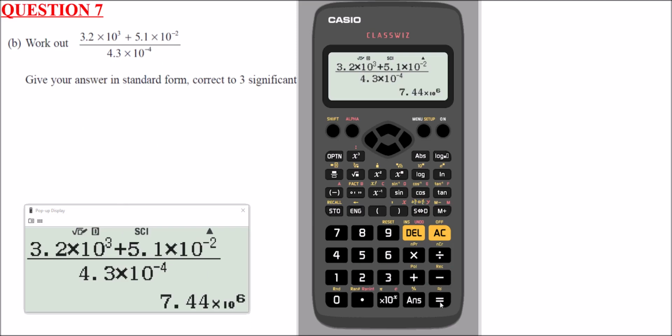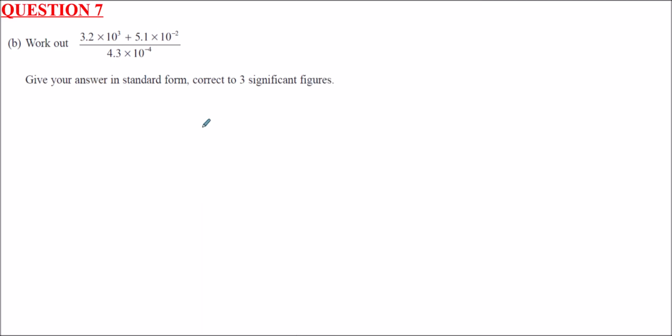Press equals, and there you have it. 7.44 multiplied by 10 to the power 6. And even better than that, the calculator's told us we've got 1, 2, 3 significant figures. So we're all done, good as gold.